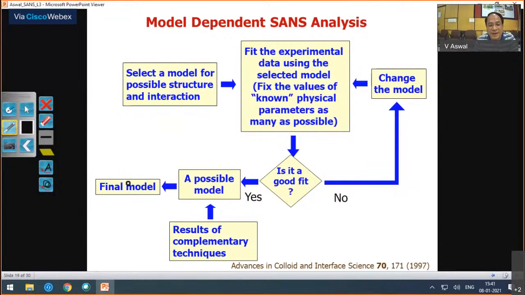So to decide a final model, you should take help from complementary techniques. Otherwise, your model may not be right. You should make use of complementary techniques to verify that your possible model would be the final model, because it's a model fitting, so you cannot be sure about what is the exact model in the system.